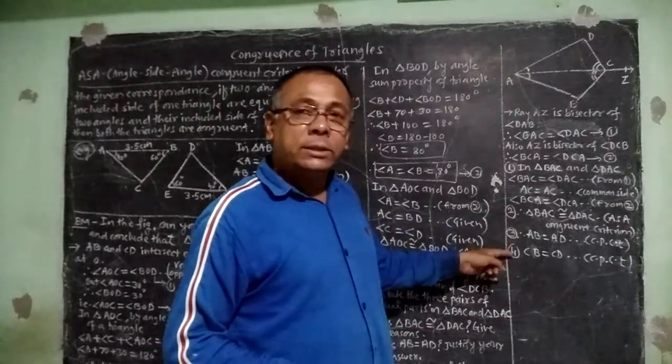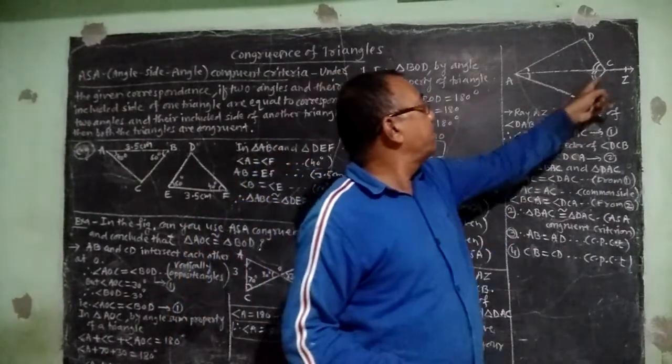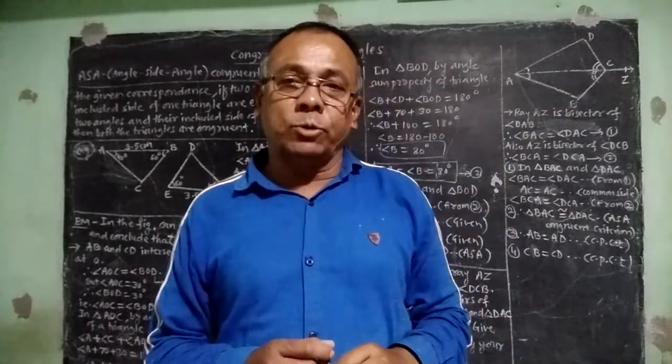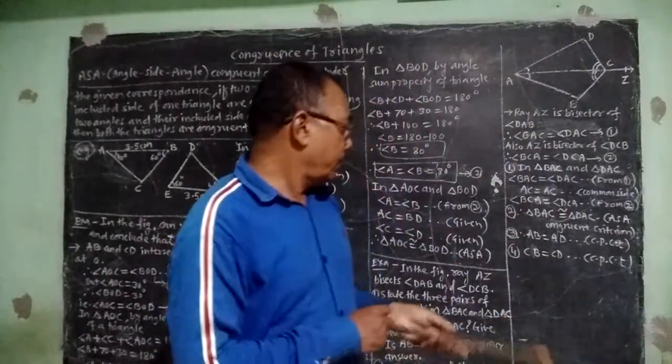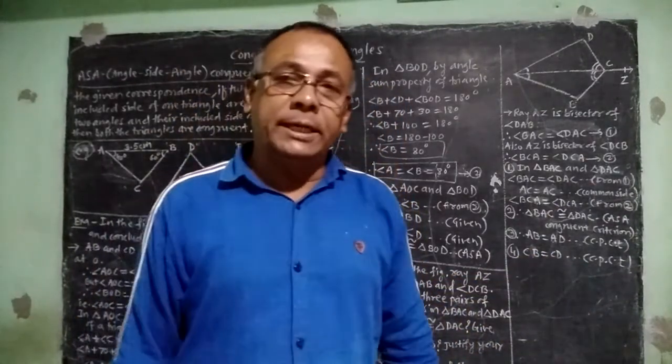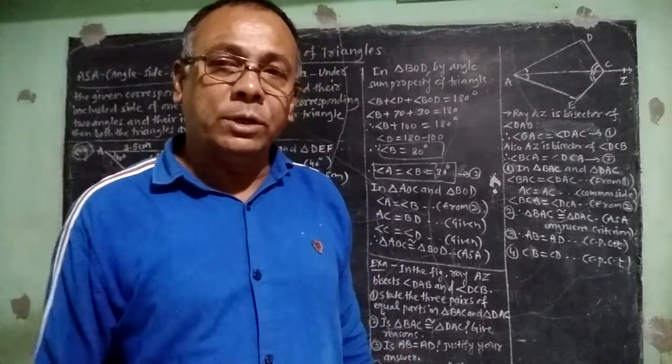And fourth, CB equal to CD. Again, these two sides are corresponding sides of the congruent triangles. So CB is equal to CD, and that is CPCT, that is, corresponding parts of congruent triangles.